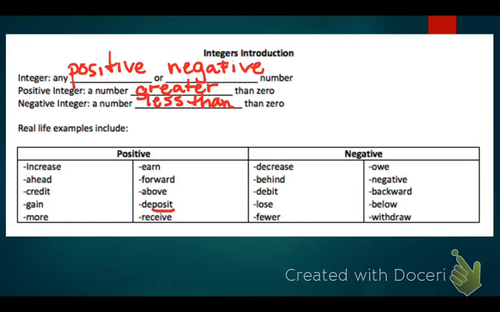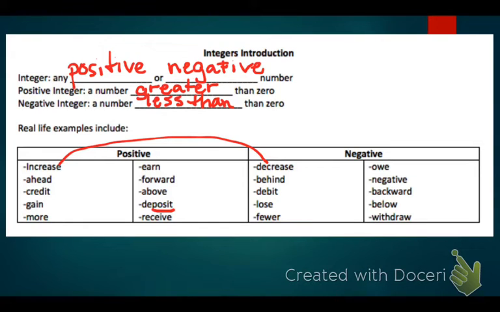Representing negative values would be the word decrease. If you noticed, these are opposites, so increase and decrease. Ahead, the opposite would be behind. The opposite of credit is a debit. We talked about this a little bit last week if you were in class. Gain, or you can lose. Just think about weight: you can gain weight and lose weight. More, and if you don't have more, then you have fewer.